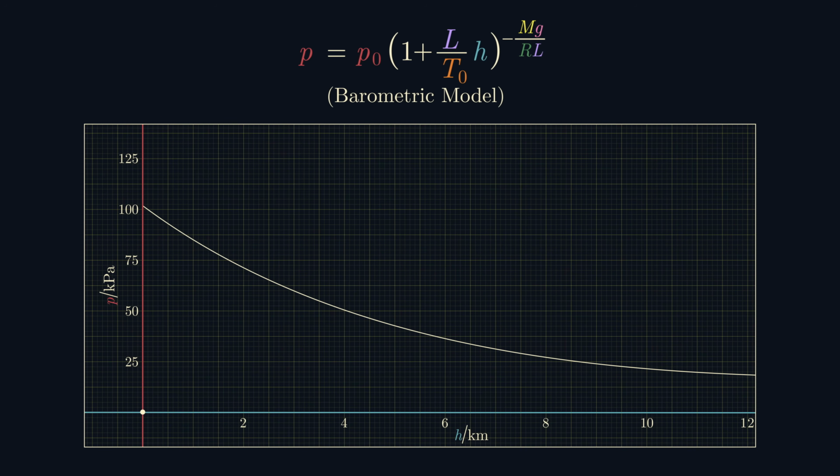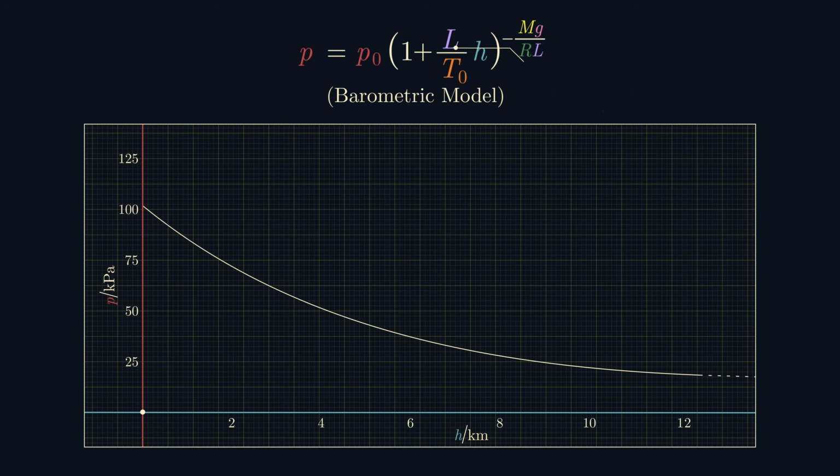And just for fun, if we plug in a few numbers, we can see why airplane cabins need to be pressurized. The ambient pressure is only about a quarter of what it would be at sea level. Also note that using a different constant of proportionality for temperature to altitude, the so-called temperature lapse rate, can let us model even higher layers in the atmosphere.